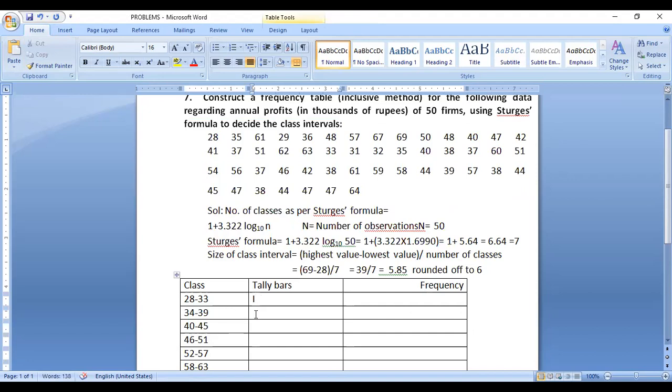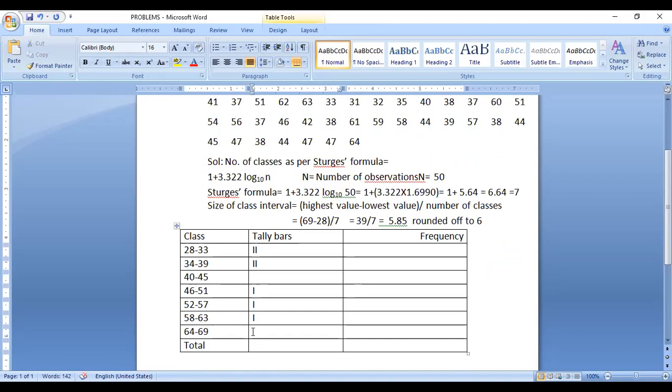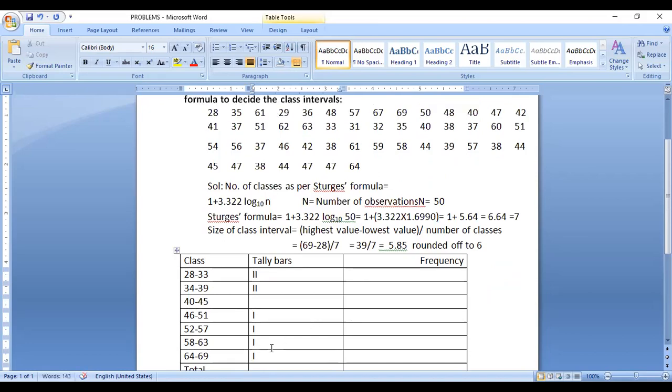Then 35. Then 61. 29. 36. 48. 57. 67. Then 69. 50. 48. 40. 47. 42. 41. 37. 51. So 4 are completed.